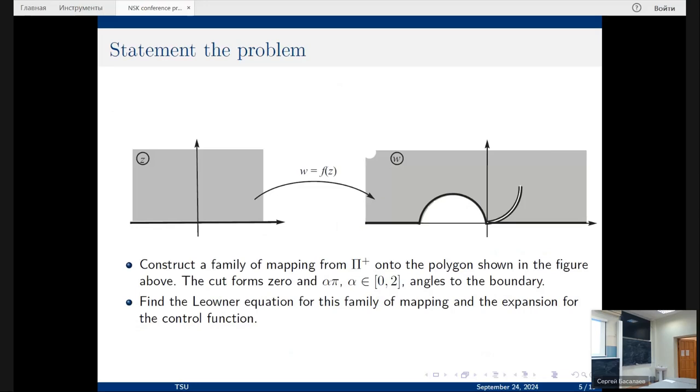So now my problem is to construct the conformal mapping, this figure in front of you, from the upper half plane onto a polygon with a cut. This cut has a 0 angle, and the conjugate angle is alpha pi. So we construct the conformal mapping, and we will see the expansion of the control function. First we will write the Loewner equation, and we will see how the control function and its expansion look.